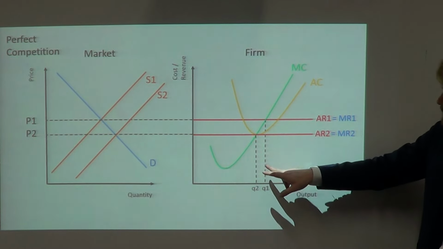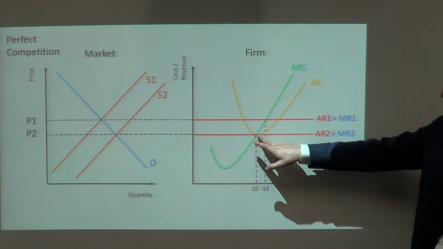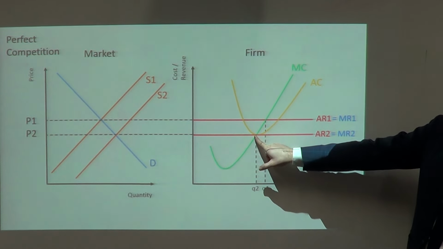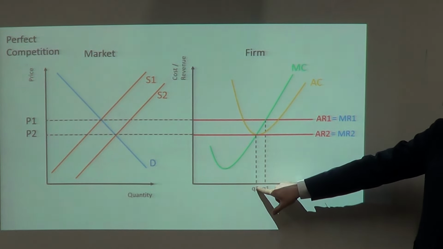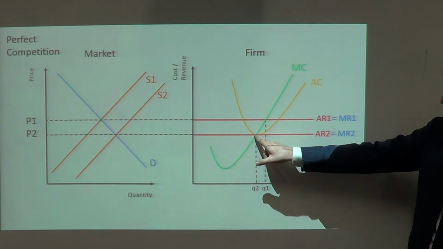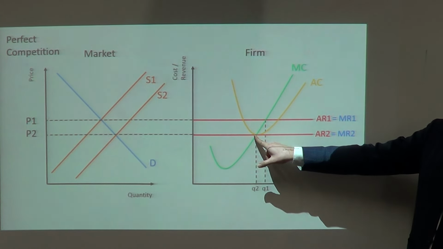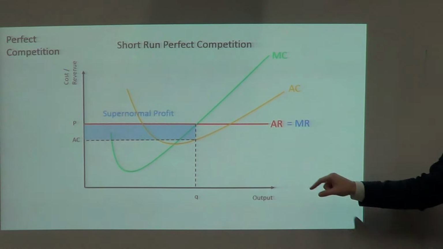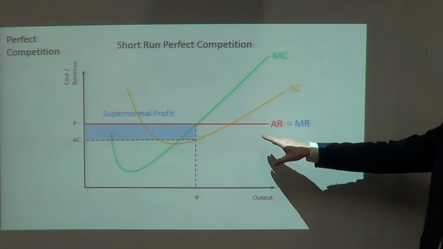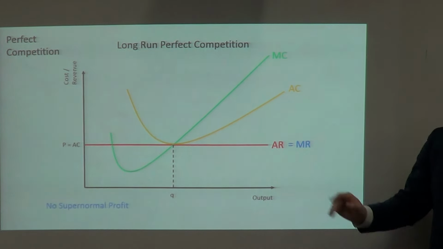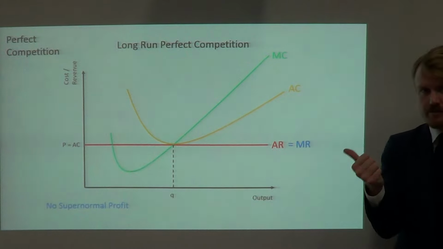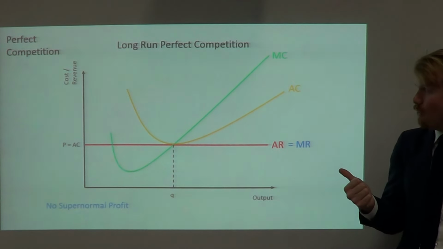Let's see, in this new situation, the marginal revenue equals the marginal cost right here at Q2, and we're now producing right at the very bottom of the AC curve. What we would therefore say is that in the short run perfect competition, we've got this. In the long run perfect competition, we've got this. There is no more supernormal profit made.